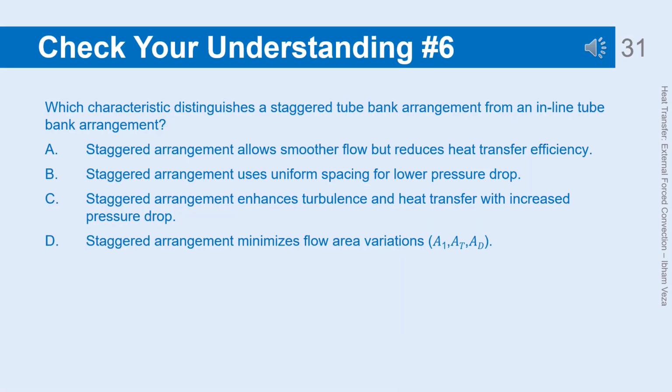Check your understanding. Number 6. This part emphasizes again that the main characteristic of a staggered arrangement is higher turbulence and higher heat transfer. This happens because the flow cannot pass straight through the tubes and must continuously change direction. As a result, fluid mixing increases and the boundary layer is disturbed more frequently. The consequence is a higher pressure drop compared to the inline arrangement. This shows the trade-off between heat transfer and pressure loss.